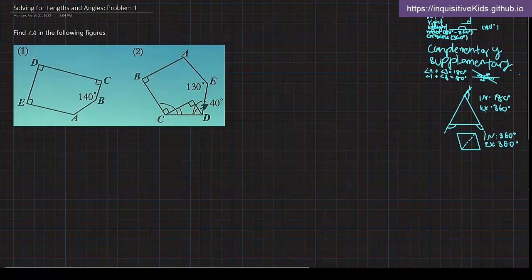Now that we have gone over what I wanted to go over, we're going to look at the problem. Find angle A in the following figures. So angle A right here and angle A right here. Let's first do problem 1. So first, we just went over the interior angles and the exterior angles of polygons. So problem 1 is a pentagon, right? It has 5 sides, and we're trying to find one of its interior angles.